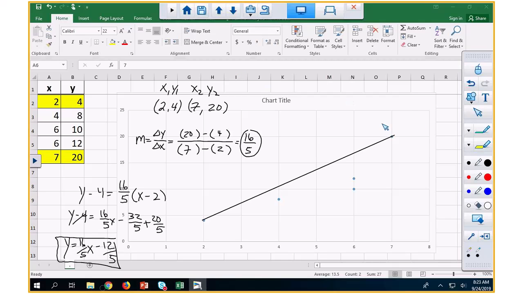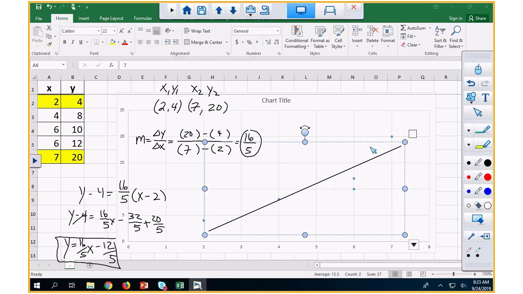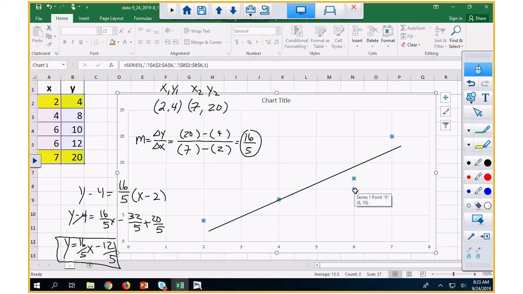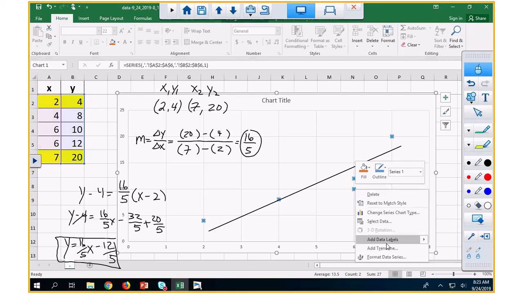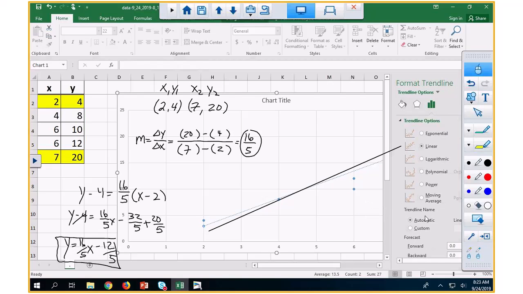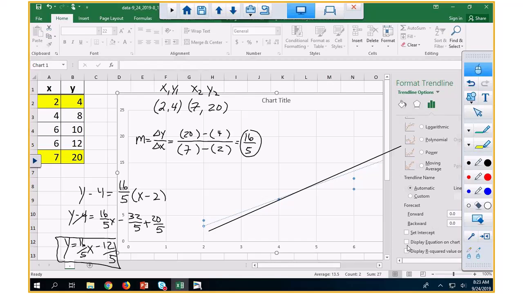So I'm going to erase this line. Well, I'm going to put this line where I think the best fit is. And I think I've said right in here. Now I'm going to click onto my handy dandy dot. Right click and add trend line. And I'm going to go down and I'm going to hit display equation and display R squared.